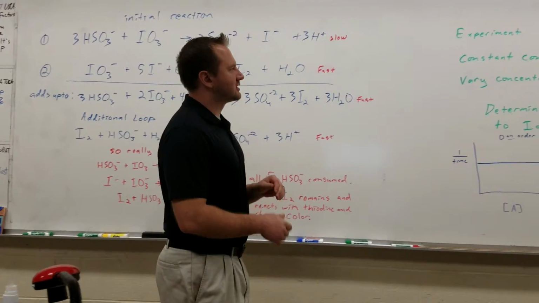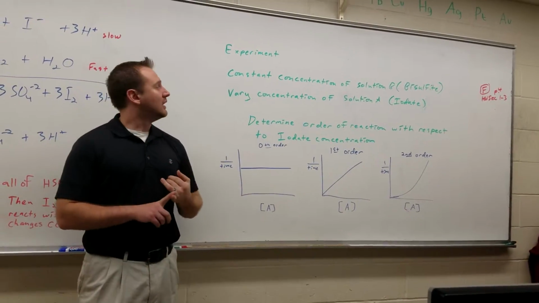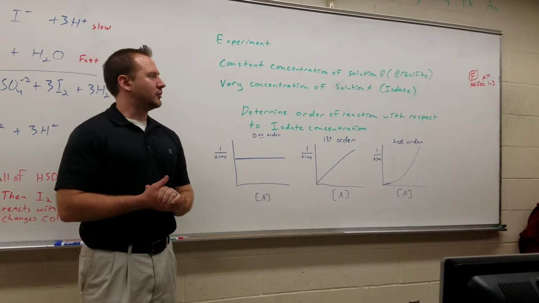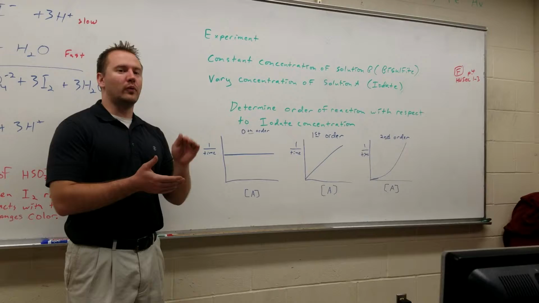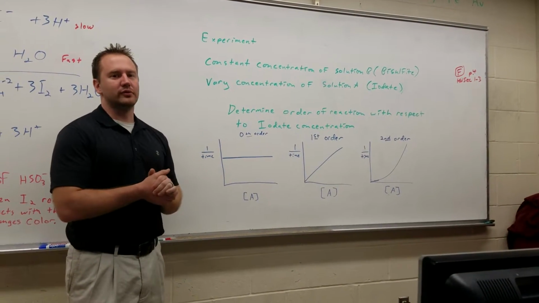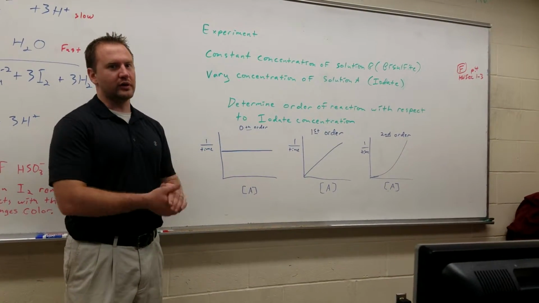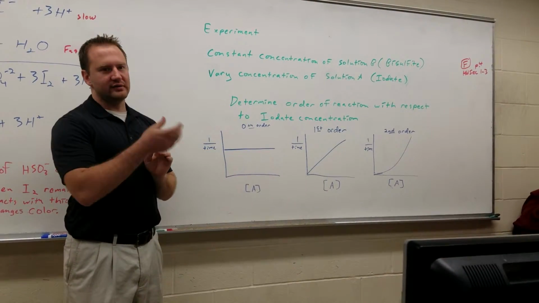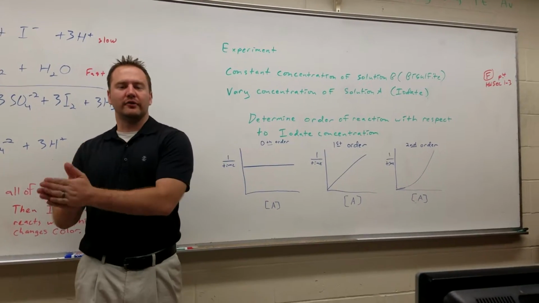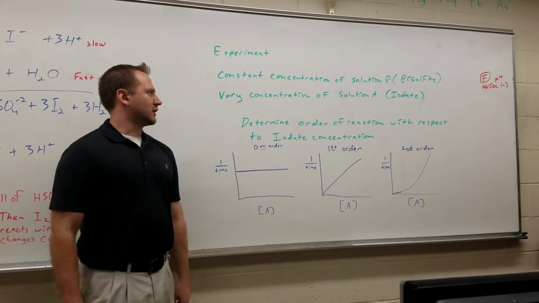So what we're going to do for the experiment is keep a constant concentration of bisulfite, and we're going to vary the concentrations of the iodate. Basically, in the first well, you're going to put 1 drop of the iodate solution and 9 drops of distilled water. Then in the second one, you're going to put 2 drops, and then 8 drops of distilled water. Then 3 drops of the iodate, and 7, and so forth. And then you're going to keep 10 drops of the bisulfite ion, and you're going to add them together.